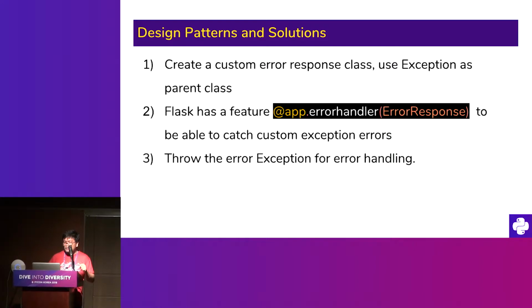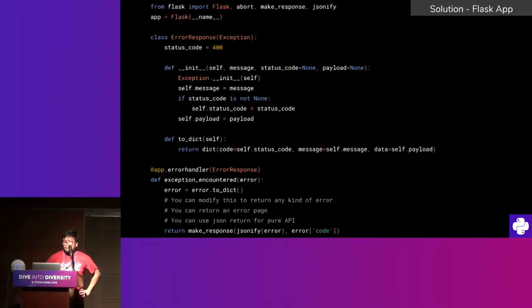How does it look? It looks something like this. First, we declare an error response class. And then, after we declare the error response, we invoke the app.errorhandler decorator. And we just create a response using make_response.